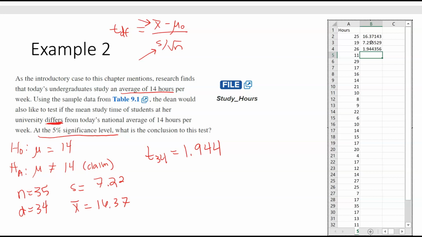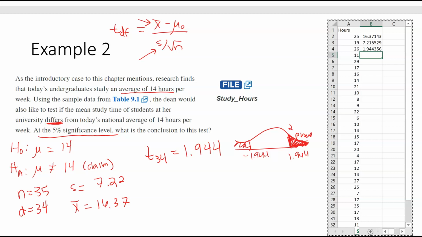So we are dealing with a two-tailed test because of this not equal to. So we know that there's 1.944 and then negative 1.944, and we know it's going to be both here. And because we have this positive t-value, the t-distribution table always gives us to the right. So it's going to be 2 times this p-value here.